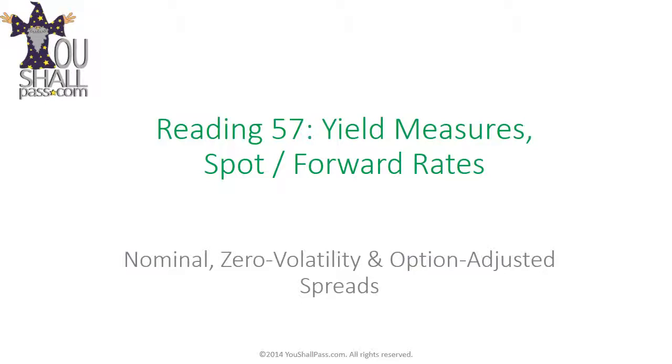This video is a part of reading 57 and it introduces the concepts of zero volatility and option adjusted spreads. It highlights some of the shortcomings of conventional yield measures such as nominal spreads, and then lays out how these shortcomings are addressed using Z-spread and the option adjusted spreads.